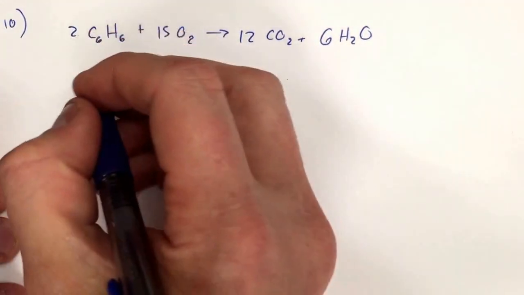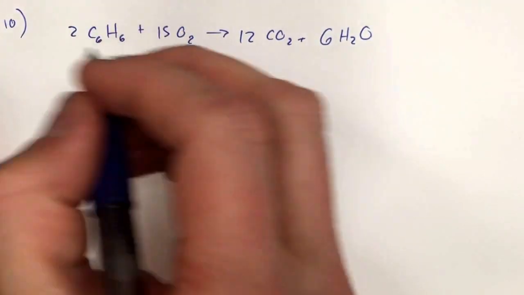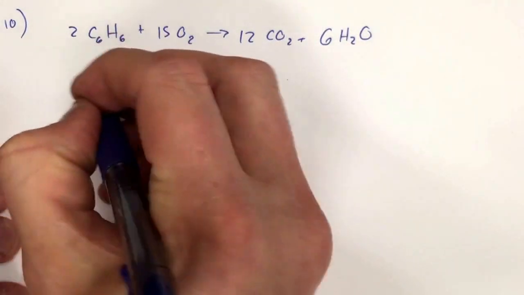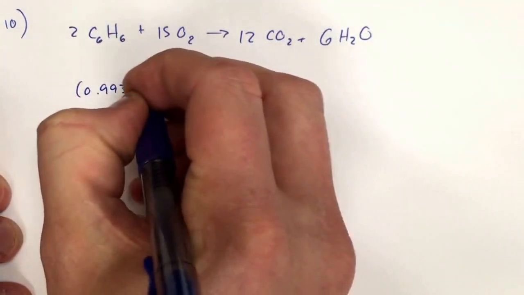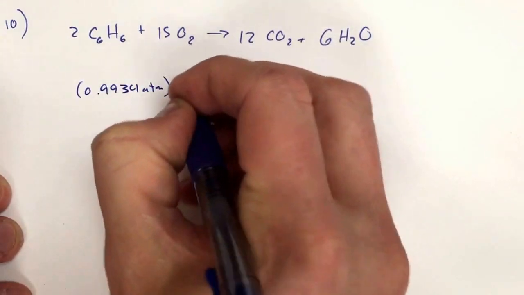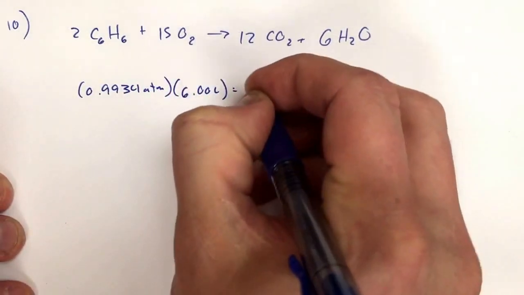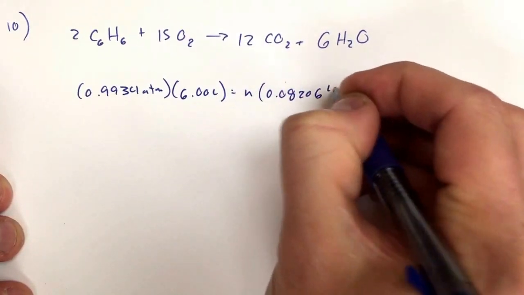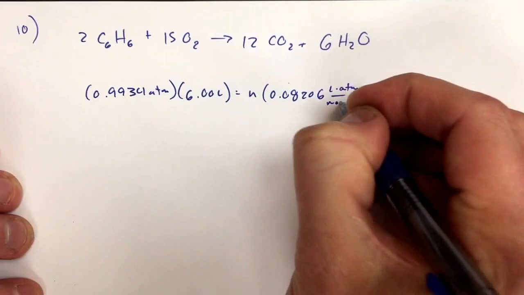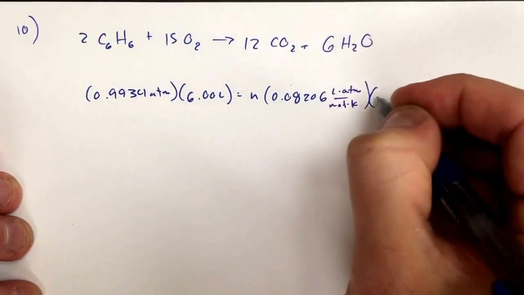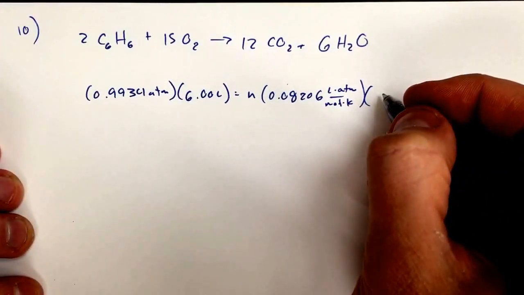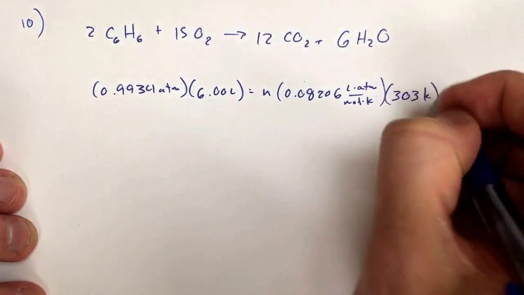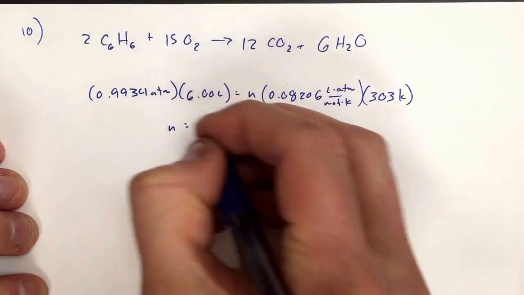And so for the first one, benzene, you would convert the torr that it gives you in the problem, which is 755 torr, to ATM, and that would be 0.9934 ATM times its volume, which was 6.00 liters, equals moles n times 0.08206 liter ATM per mole Kelvin, times the Kelvin temperature, which converting 30 Celsius to Kelvin is 303 Kelvin.